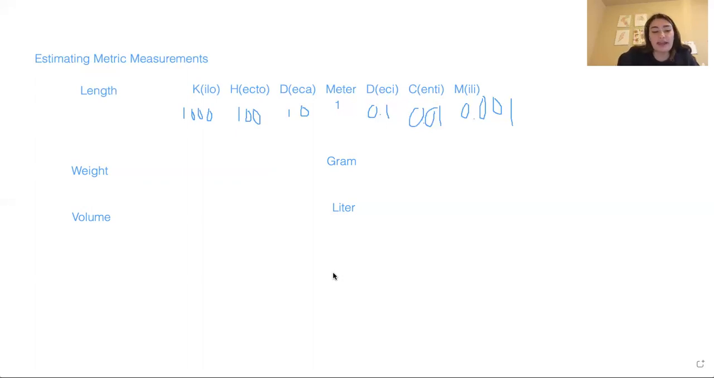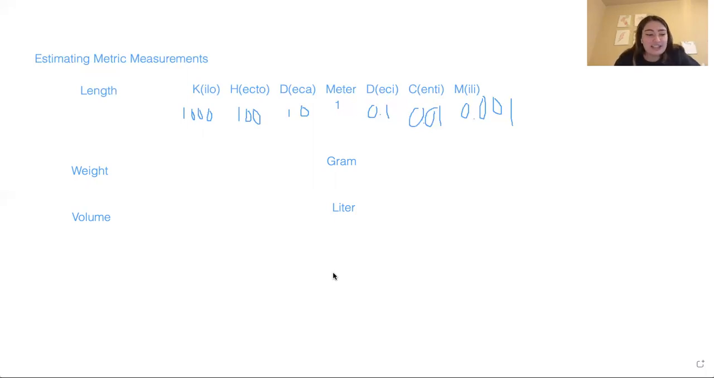And then for weight, a kilogram is about how heavy a dictionary is. If you've ever picked one of those up, they're pretty heavy. So that's about a kilogram. A gram is about the weight of a Skittle or an M&M or something like that. And a milligram is about the weight of an eyelash. So feel how light that would be.